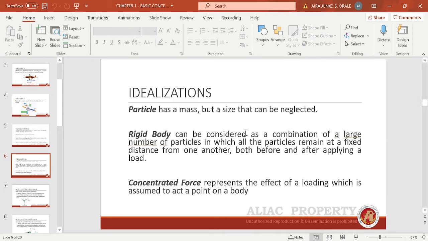A rigid body can be considered as a combination of a large number of particles in which all the particles remain at a fixed distance from one another, both before and after applying the load. A concentrated force represents the effect of loading, which is assumed to act at a point on a body.